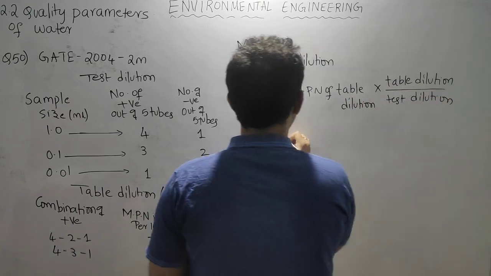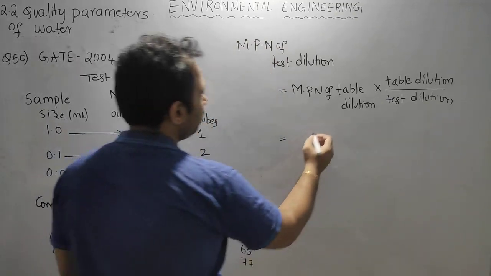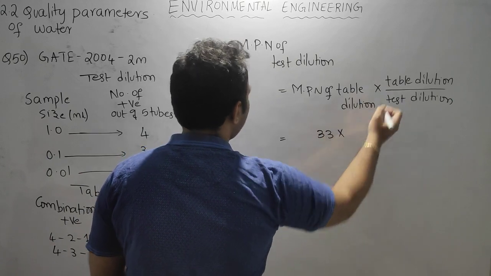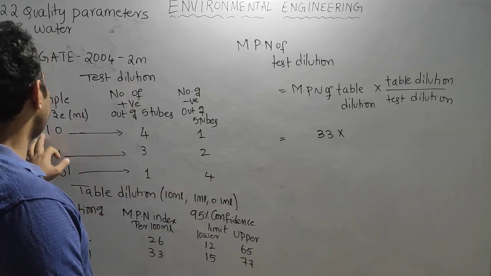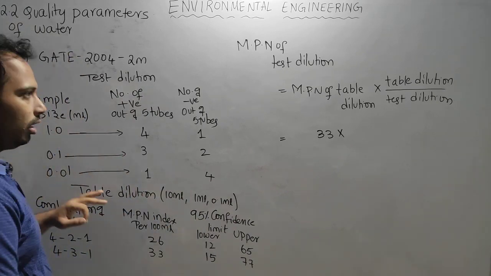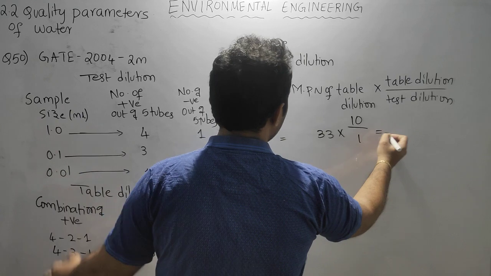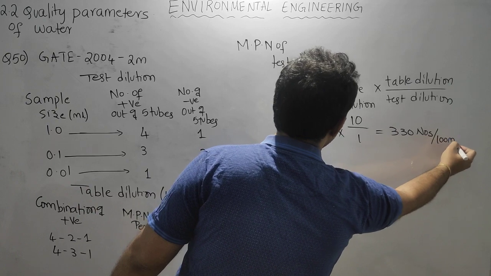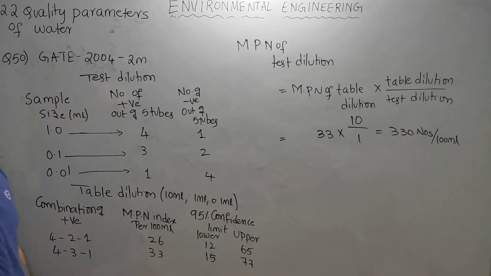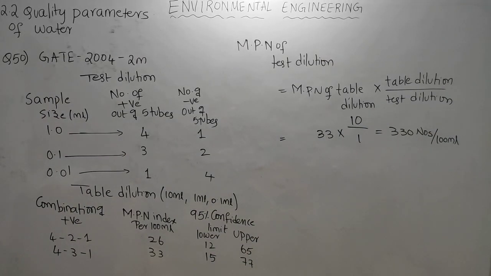So for the 4, 3, 1 combination, what is the table dilution's MPN? It is 33. Any value you can take, but you need to take the corresponding value. I am taking 10 here, and the corresponding value is 1. So the table dilution value is 10 and the corresponding test dilution value is 1. So the MPN is 330 numbers per 100 ml. That is the answer. We didn't use the confidence limits; they are only given to confuse us.